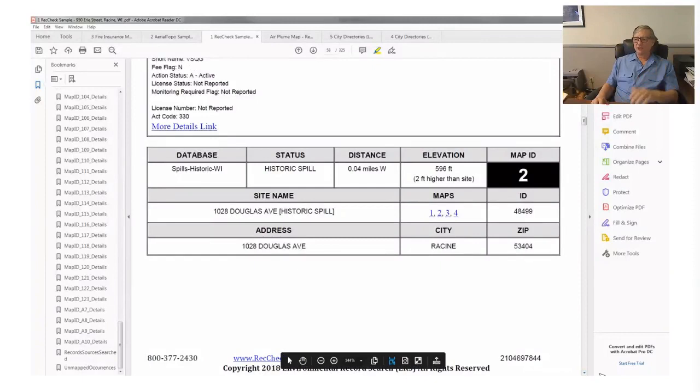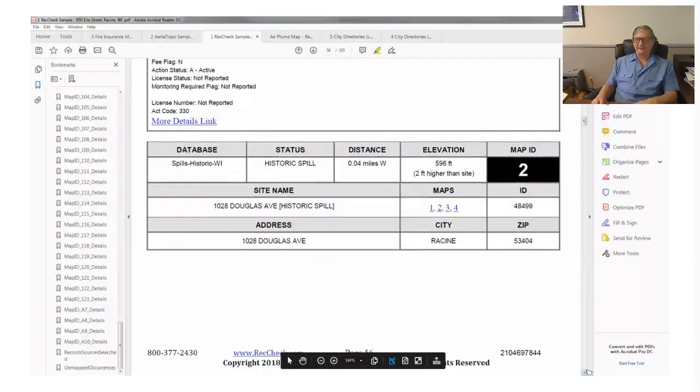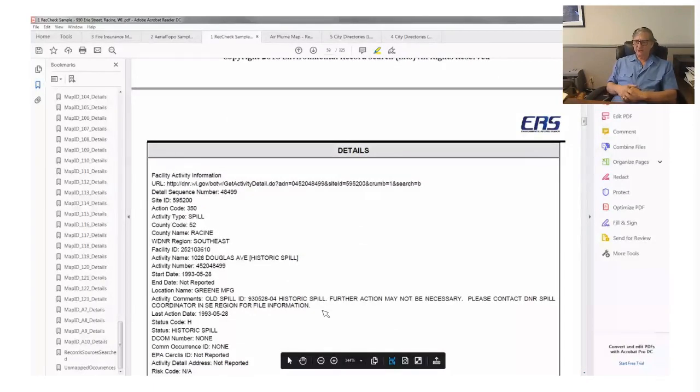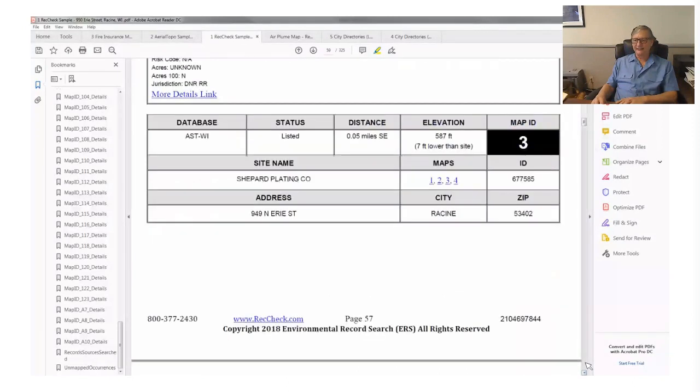So, oh shoot, they've had a spill on their site. Check this out. Let's see, old spill. Further action may not be necessary, but it doesn't say what happened. Start date 1993. And we don't see anything that happened. We're going to want to pull a file on this.